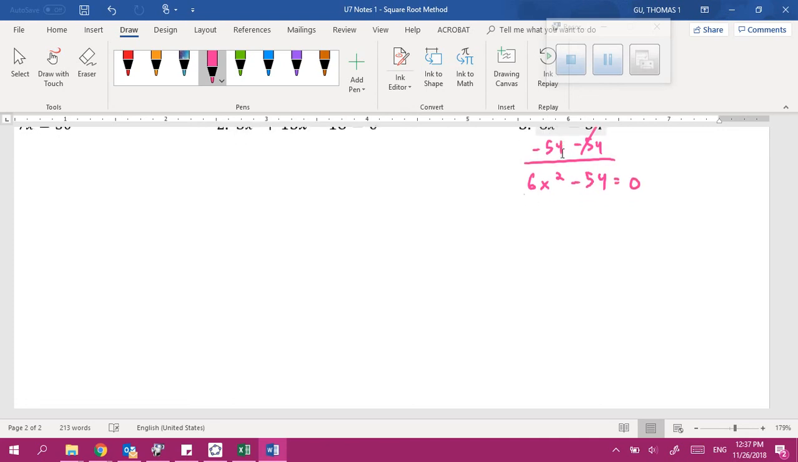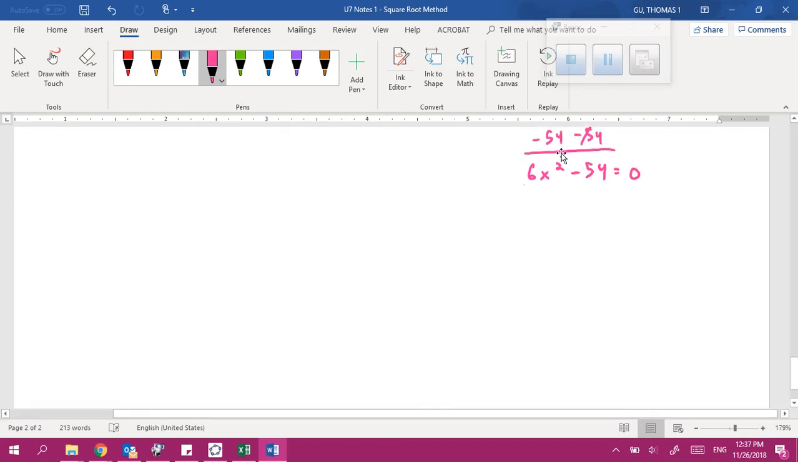What was the second step? Do you remember? You check for greatest common factor. Is there a greatest common factor between these 2 terms? Yes. 6. That's right. I can factor a 6 out of both of those terms. So what is left after I factor a 6 out of both of the terms? X squared minus 9 equals 0. Good. Now after you've done the GCF, now you're ready to use Xbox.